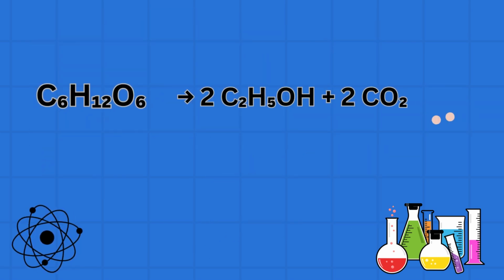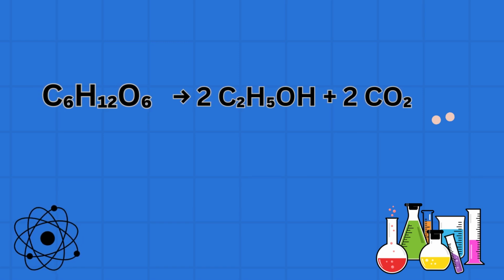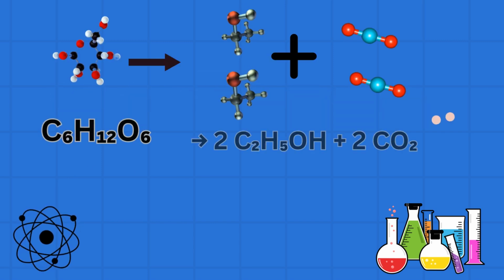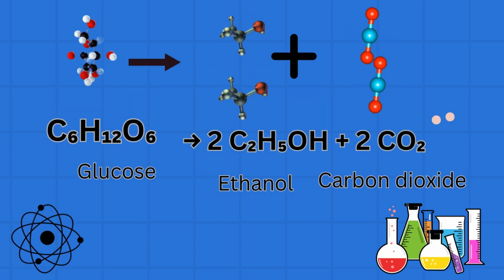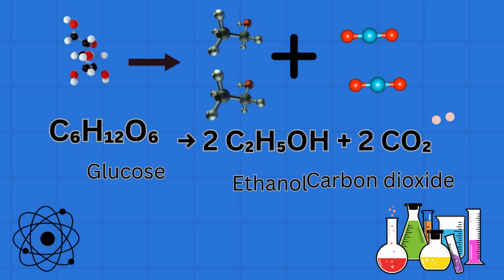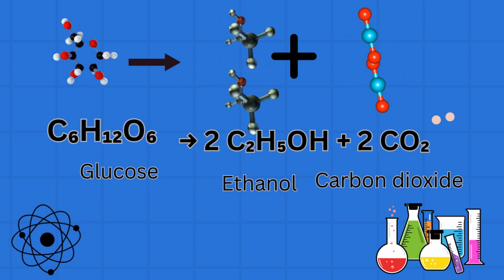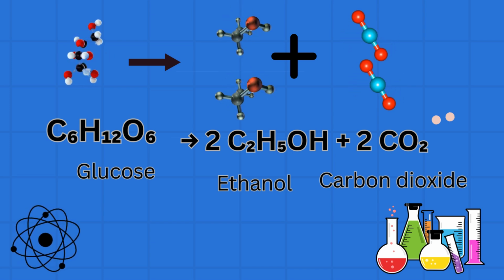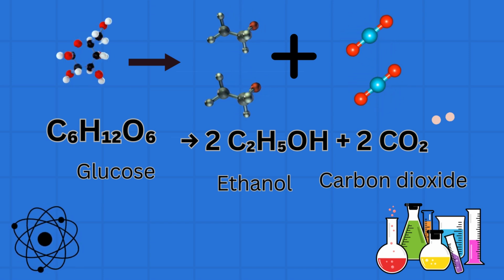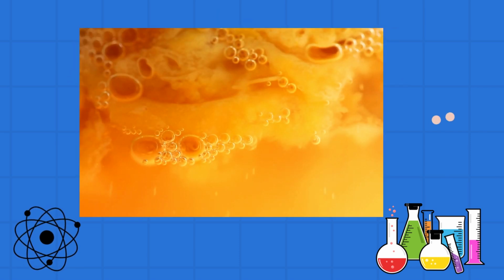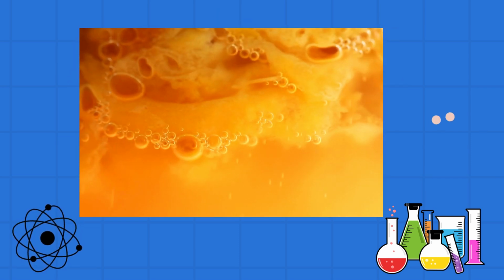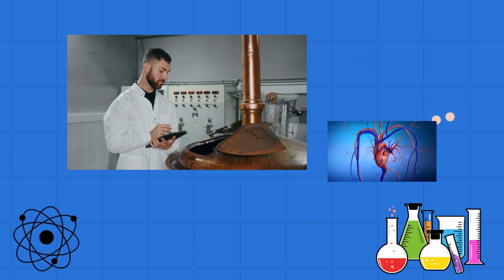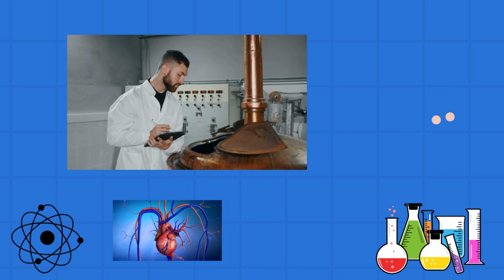The general chemical formula for this reaction is C6H12O6 → 2C2H5OH + 2CO2 in simpler terms. This means that one molecule of glucose, our starting sugar, breaks down into two molecules of ethanol and two molecules of carbon dioxide. So when you're watching bubbles rise in a fermenting brew, that's the carbon dioxide being released. Fermentation, the heart of alcohol production.